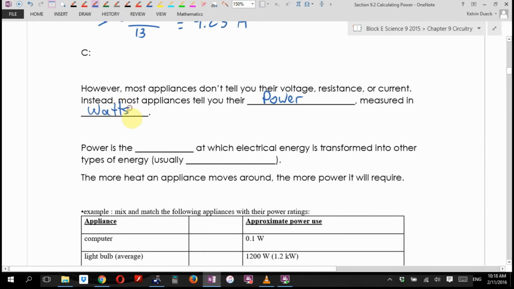Named after a scientist whose last name was? Really an overrated scientist, James Watt. If you have me for physics 11 and physics 12, you'll hear me go on a rant about how they really shouldn't have named this unit after him. They should have named it after somebody who did more. But he was a very good promoter.